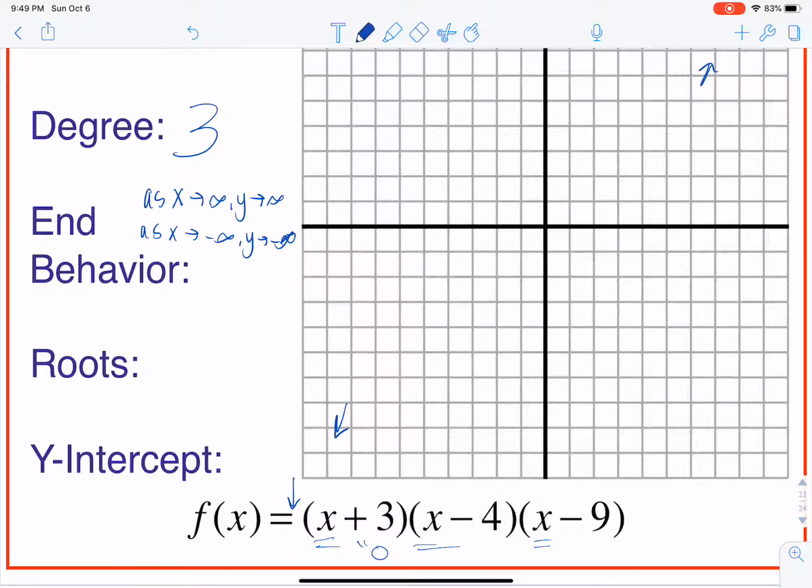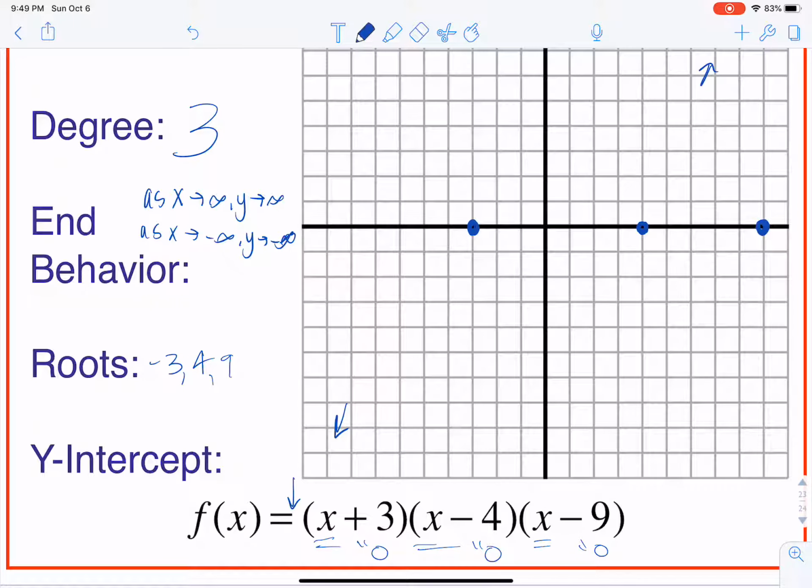My roots: if I set each of these pieces equal to 0, I can solve for my roots. So my roots are at negative 3, positive 4, and positive 9. So negative 3, I know I have a root here. Positive 4: 1, 2, 3, 4, I know I have a root here. 5, 6, 7, 8, and 9. So those are my 3 roots.